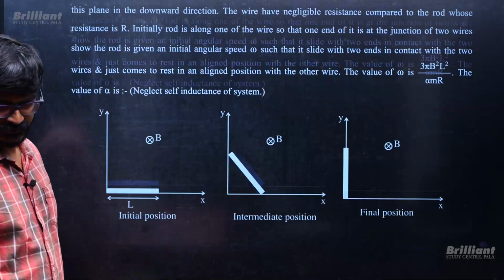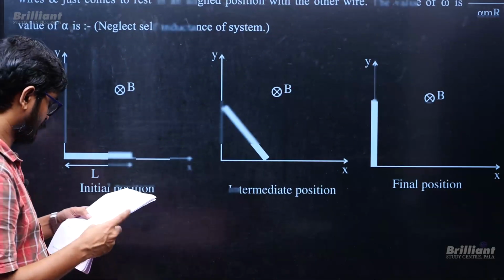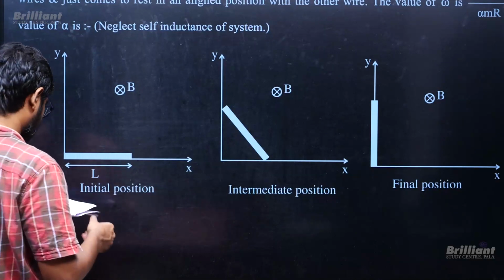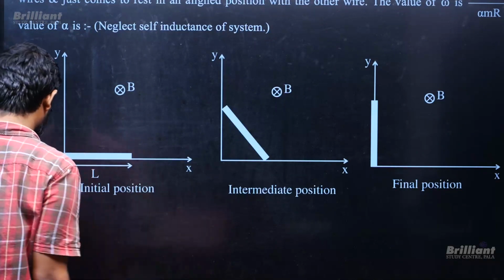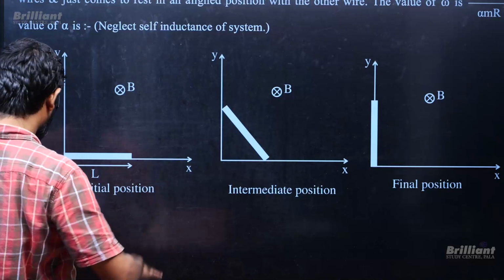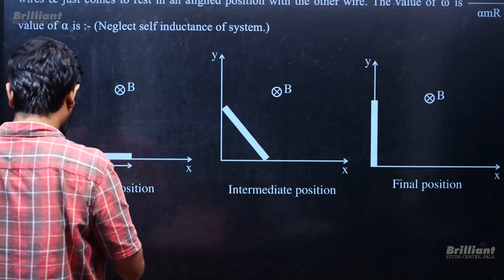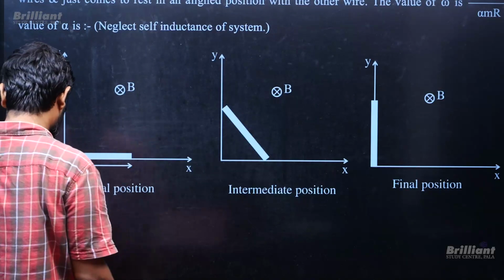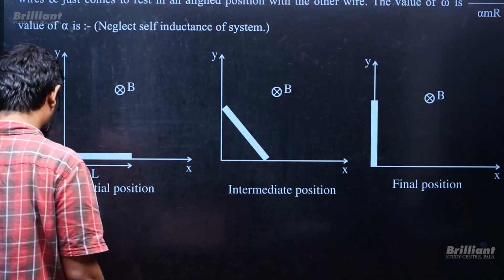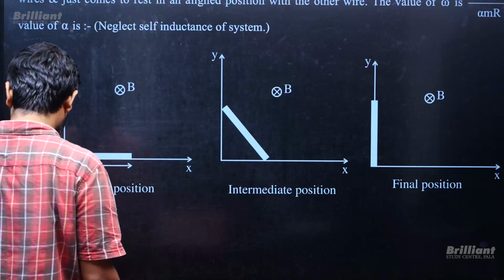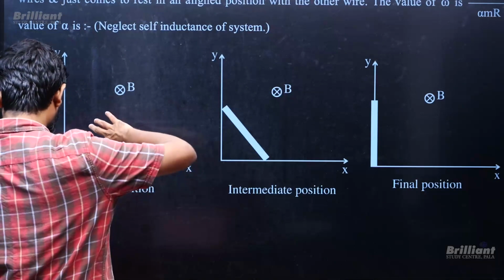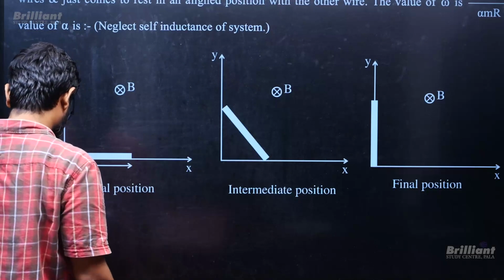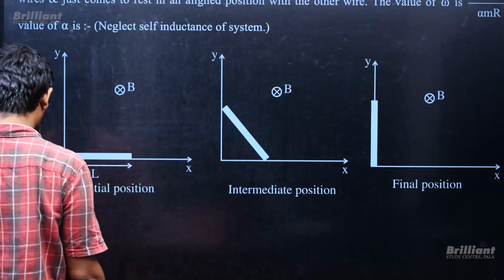Going to the next question. A metallic rod of mass m and length L can slide without friction on two perpendicular wires. The entire arrangement is located in a horizontal plane. The magnetic field of magnitude B exists perpendicular to this plane in the downward direction. The wire has negligible resistance compared to the rod. Initially, the rod is along one of the wires, so that one end of it is at the junction of the two wires.